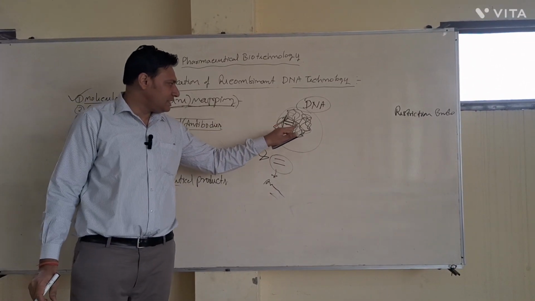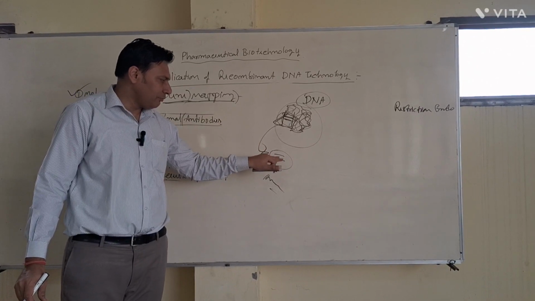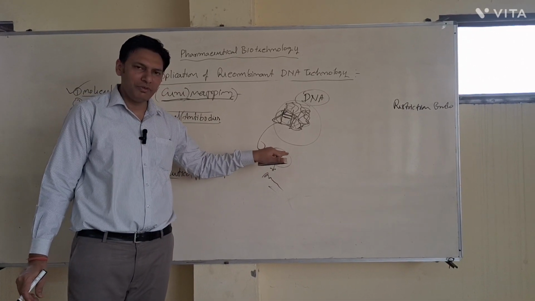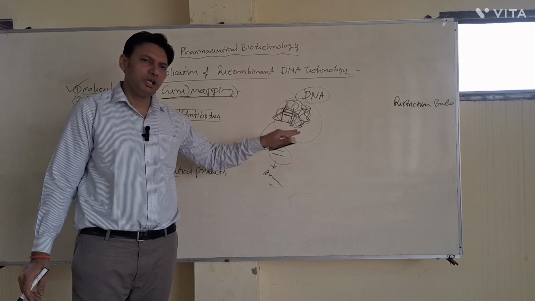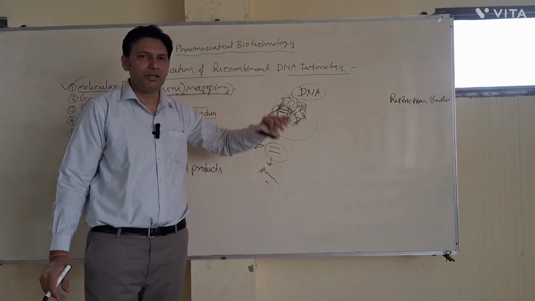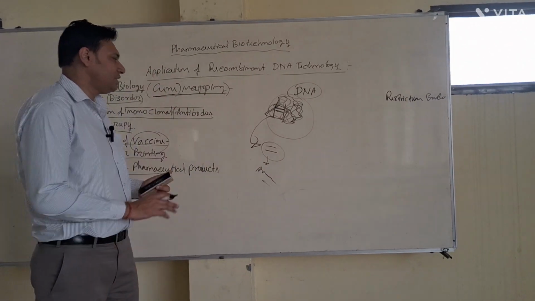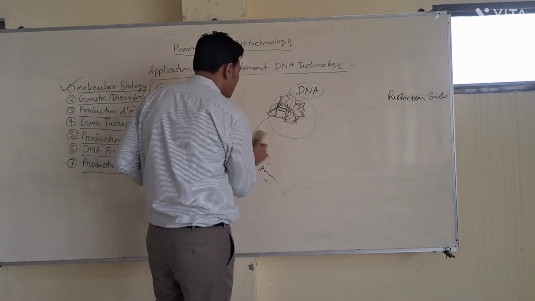We can cut this gene from the genome and separate it, and after that we can use this gene for recombinant DNA technology or for multiplication. So this is gene mapping. This is a very, very important technique.